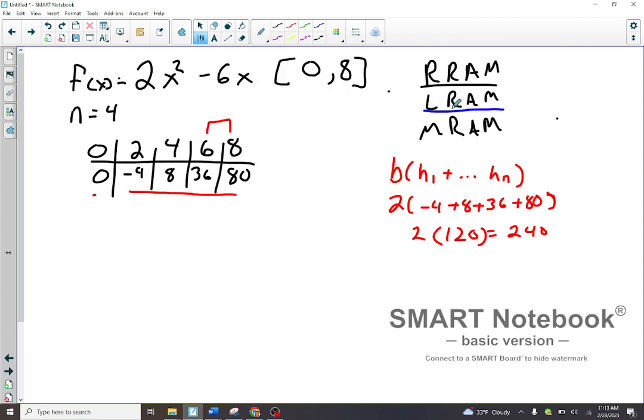For a left rectangular approximation method, I'm going to use the 4 left values. And within the name, it's pretty obvious which ones I do. So in this case, my base is still 2 because the boxes are still 2 wide. In this case, I'm taking the 4 values from the left. A little bit easier. Negative 4 plus 8 is still 4. 4 plus 36 is still 40. So 2 times 40 equals 80.